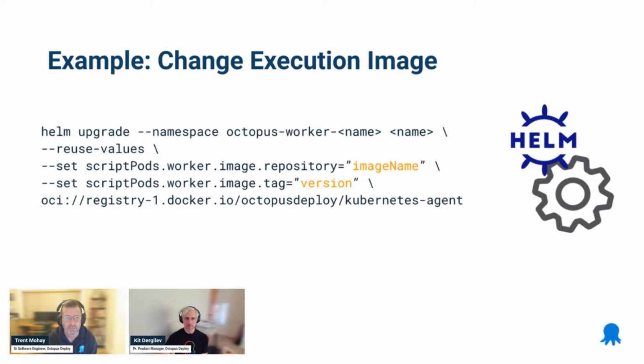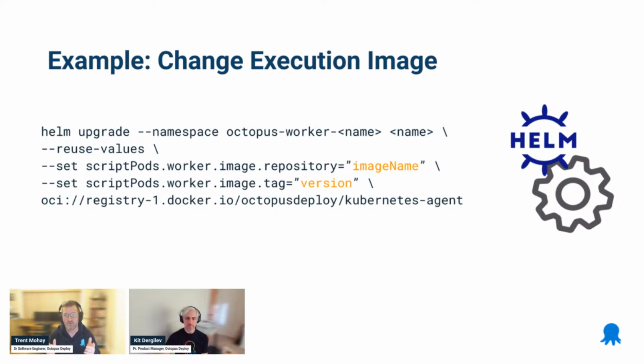We're going to do a Helm upgrade. We need to work in the namespace of your worker, and we want to affect the worker release. We're going to reuse the existing values, but I want to override the script pods.worker.image.repository. So that's really the image name, right? That's like octopusdeploy/worker-tools. And you also need to override the image tag. So you might want to use latest, you might want to use 1.0.